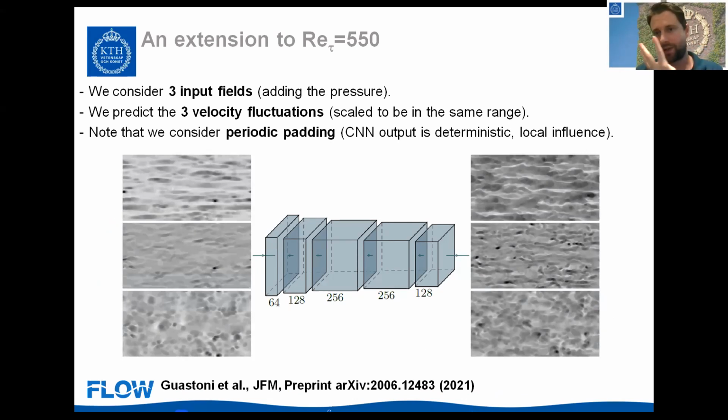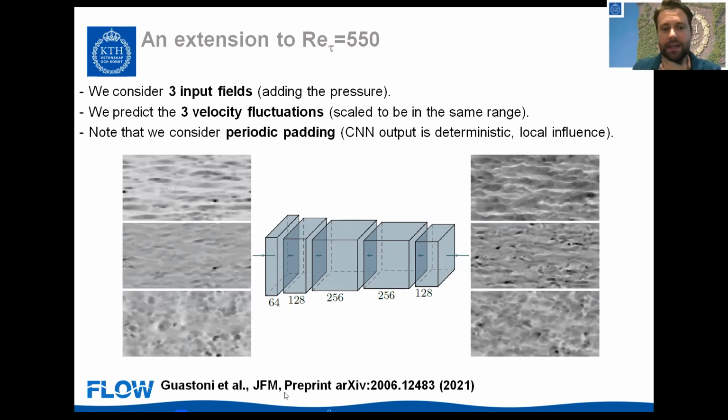I'm using 3 different inputs: the 2 wall shear stress components and the wall pressure. Those you can see here on the left. And as outputs, I have the 3 velocity fluctuations: streamwise, spanwise, and wall-normal fluctuations at different distances from the wall. I also consider periodic padding because these simulations are periodic. I will not talk too much about it, but if you're interested, we can discuss it.